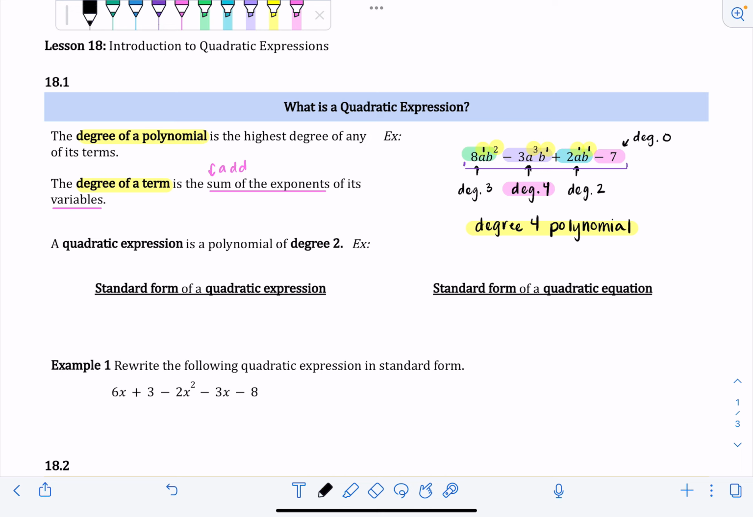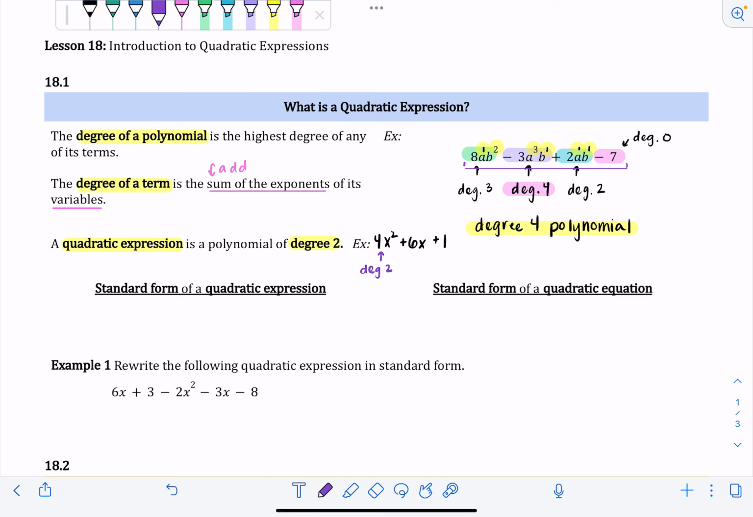Moving down here, it says a quadratic expression is a polynomial with a degree of 2. So a quadratic is just a specific type of polynomial. There are different kinds, like cubics and quartics. A quadratic is just one that has a degree 2. For example, 4x squared plus 6x plus 1 would be an example of a quadratic. In this first term, there's only one exponent over the variable, so that would be a degree 2.